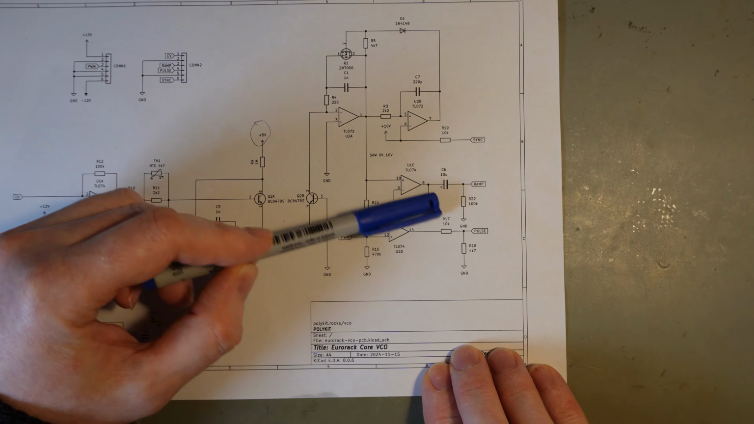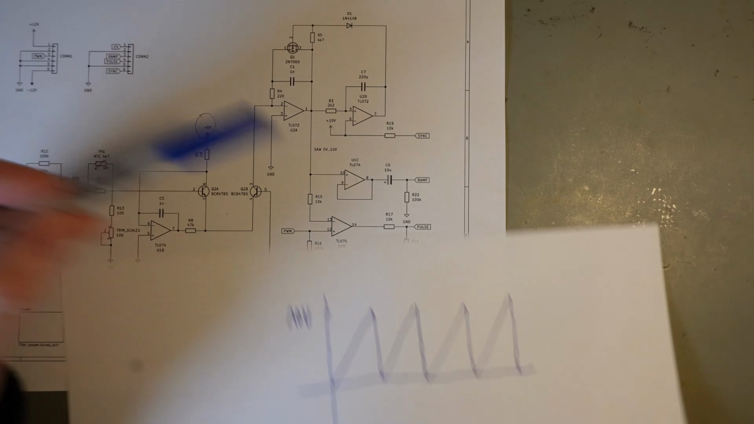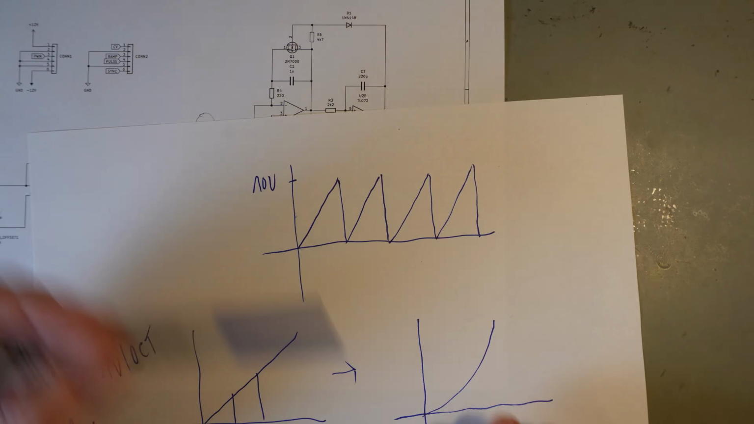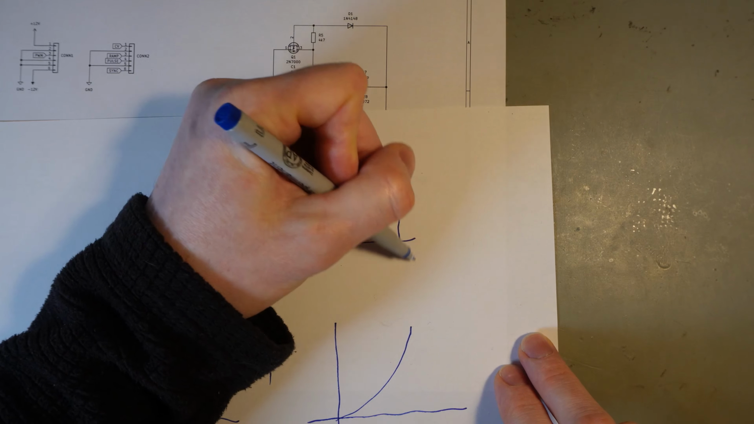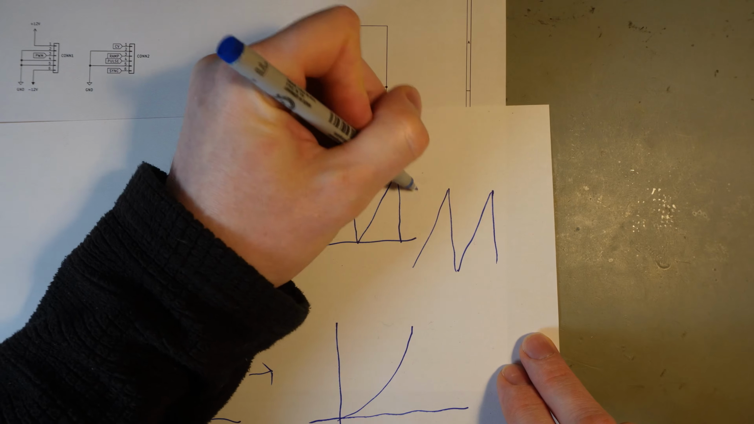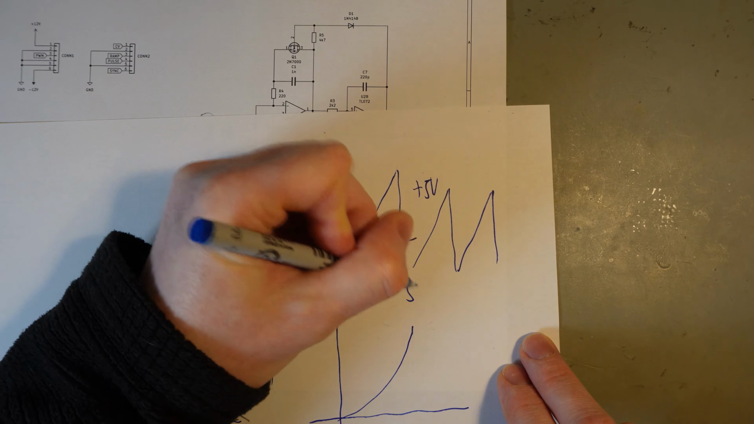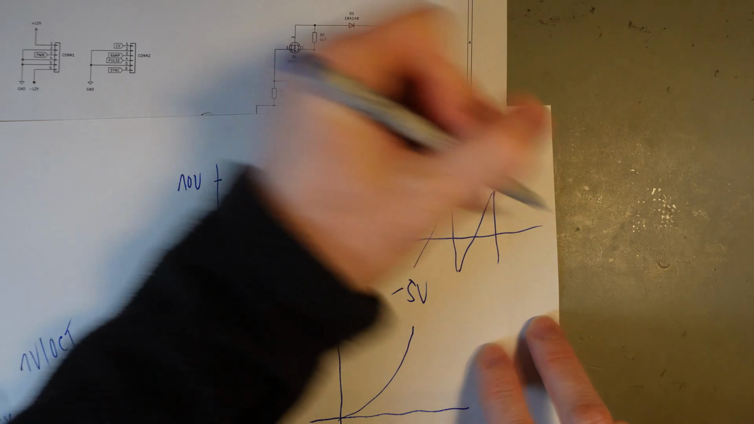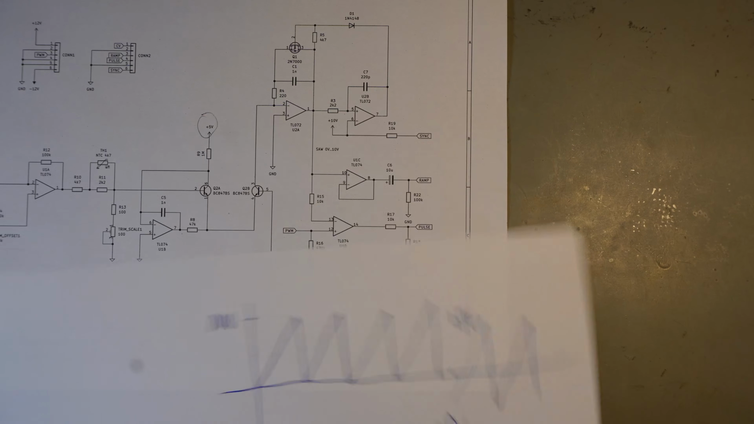What the capacitor here is doing, this removes the DC offset which we have here. So this basically moves it to something like this. So you have something like plus 5 volts and minus 5 volts. This is something you would like to have for an audio signal.